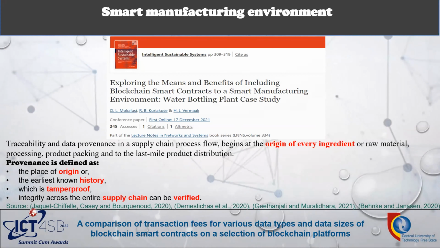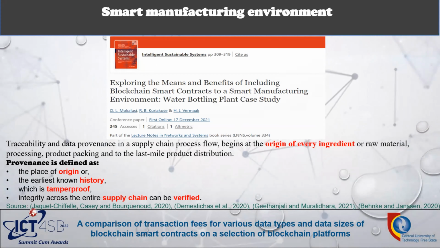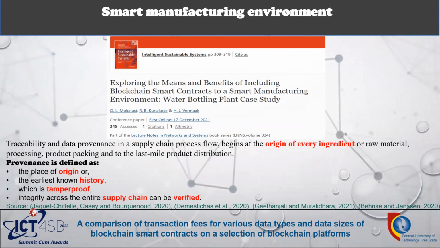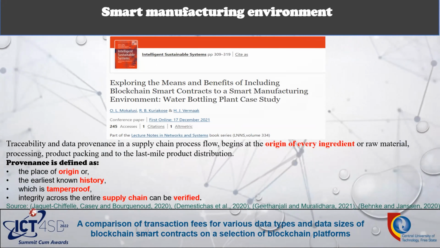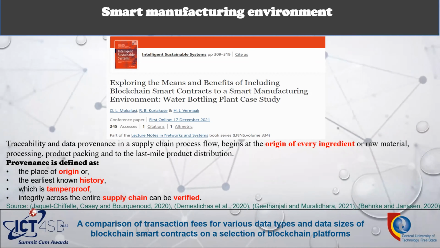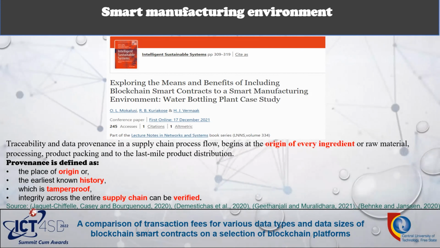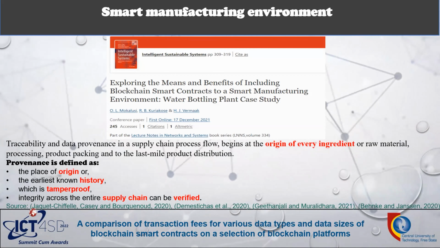Traceability and data provenance in the supply chain process flow begins at the origin of every ingredient, then processing, product, packing, and to the last mile of the product distribution. So provenance is basically defined as the place of origin or the earliest known history, which is tamper-proof, and its integrity across the entire supply chain can be verified.